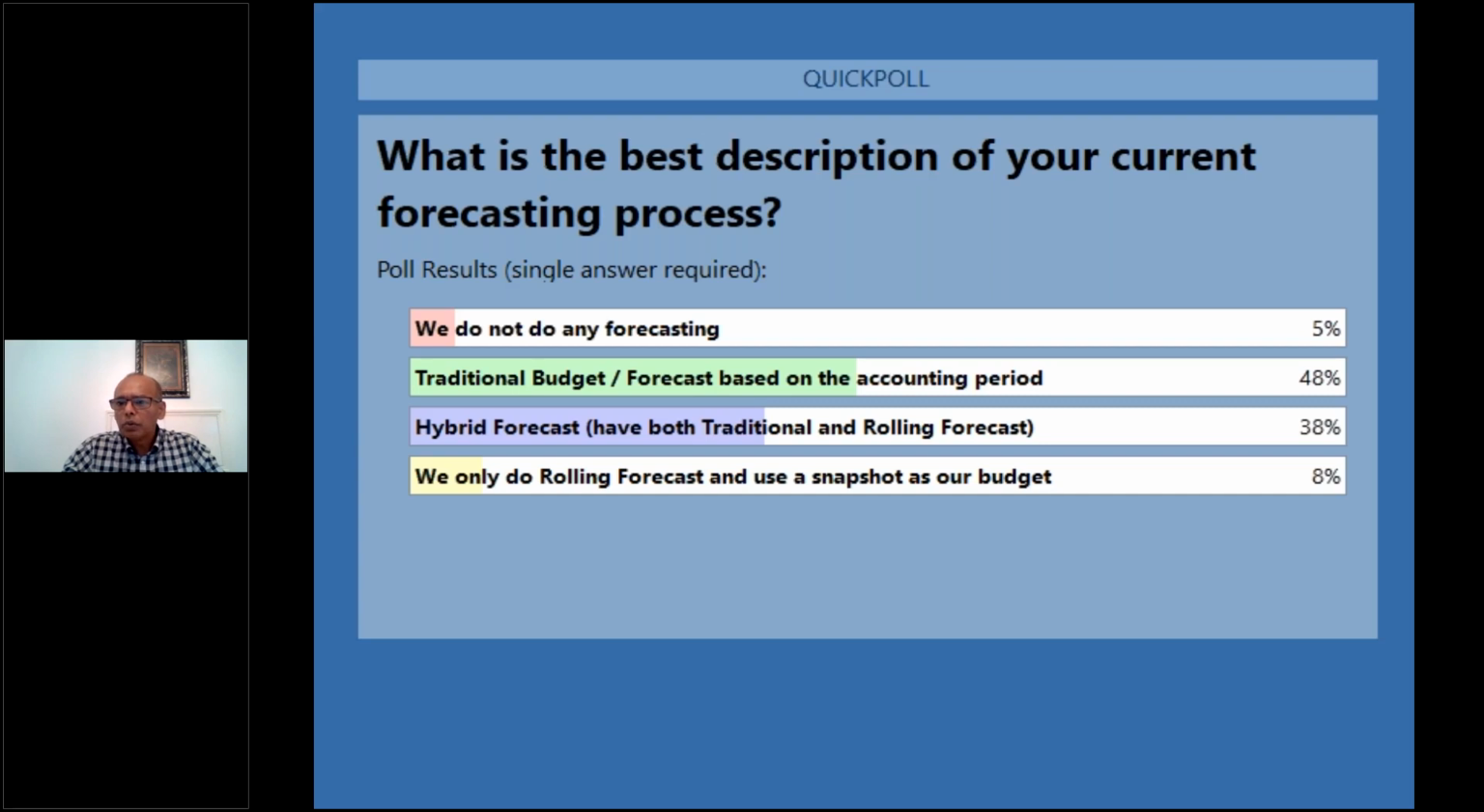We do not do any forecasting, 5%. 48% traditional budget and forecast based on accounting periods. 38% hybrid forecast, so traditional as well as rolling. And 8% only do rolling forecasts within their business. If I can ask Ahmed and Anand to join us and give us some quick insight on this, please.